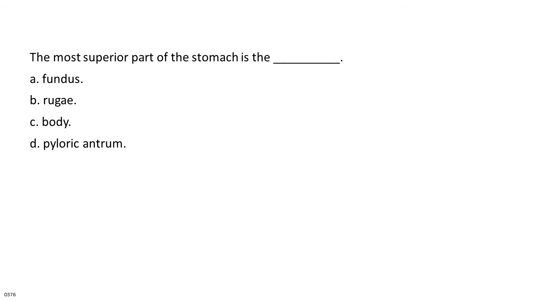The most superior part of the stomach is the dash. A. Fundus. B. Rugae. C. Body. D. Pyloric antrum.